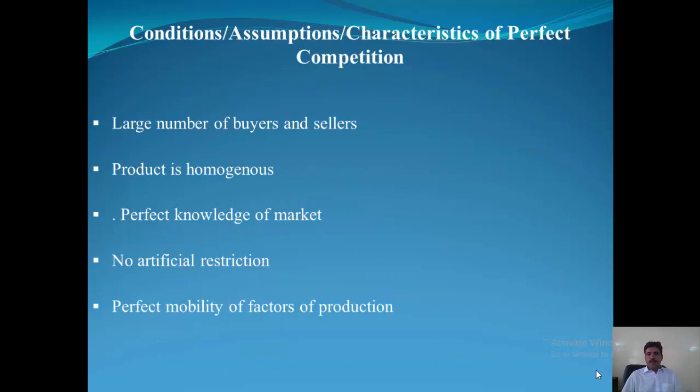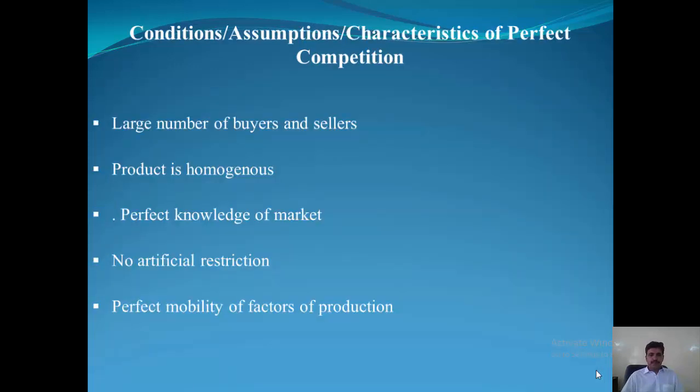Dear students, we discussed in the last lecture as well the conditions or assumptions or characteristics of perfect competition. We discussed that there are a large number of buyers and sellers in the market such that a single buyer or single seller cannot affect the market price. Similarly, the product is homogeneous. A single consumer cannot differentiate the product of one firm from the product of another firm. Similarly, both the buyers and sellers have perfect knowledge of the market, so no seller can increase the price individually because he will lose customers, as all the buyers have perfect knowledge of the market as well. No artificial restrictions: there are no restrictions from the government, no price ceiling, no floor pricing from the government, and a perfect mobility of factors of production.